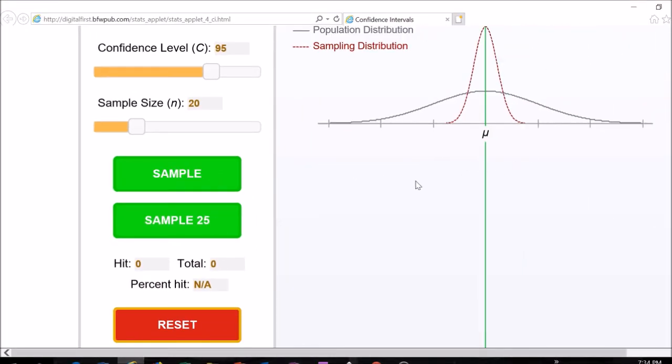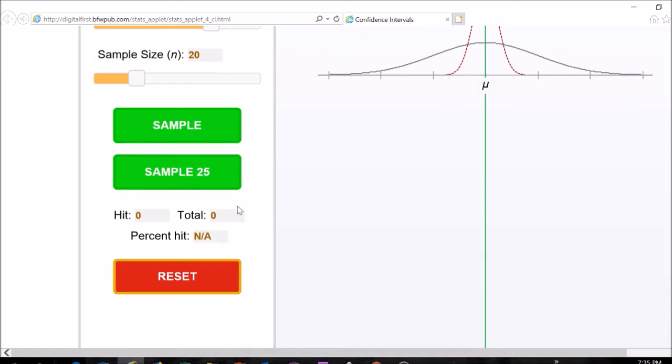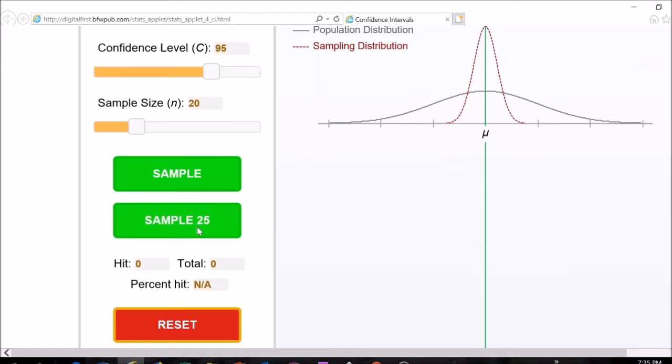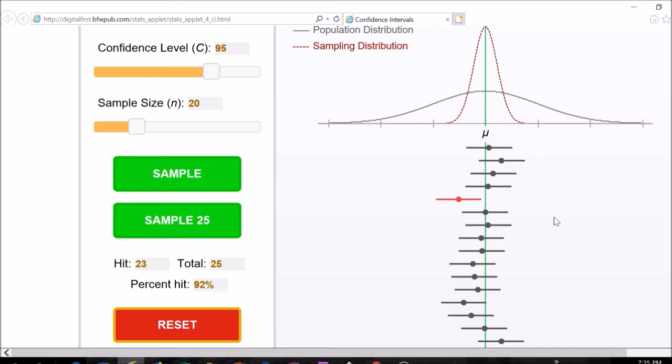Okay, we're going to run a simulation over here. What this is going to do, when I click this button, is take a sample of size 25 from a normal population, and construct confidence intervals based on the means or proportions that it records. I forget if this one records means or proportions. Let's see. So let's do a sample.